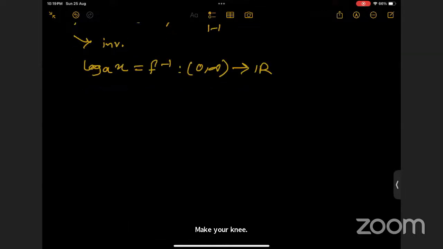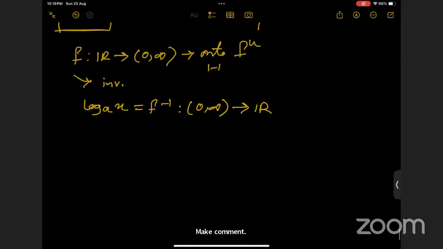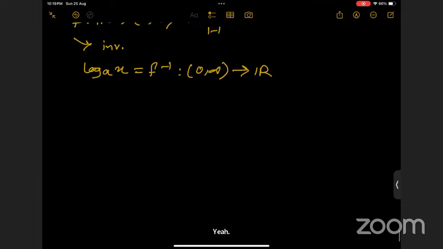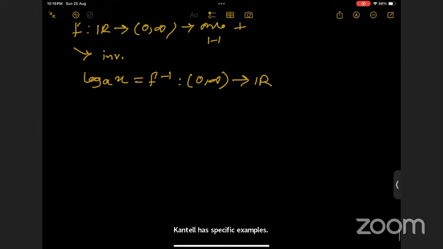Ma'am, how to find the inverse of a function? Okay, so we defined this logarithmic function as the inverse of the exponential function. Can you tell a specific example? Yeah, sure. So let us first do a little bit with the logarithmic function, then I will tell you how to find the inverse function. Okay.